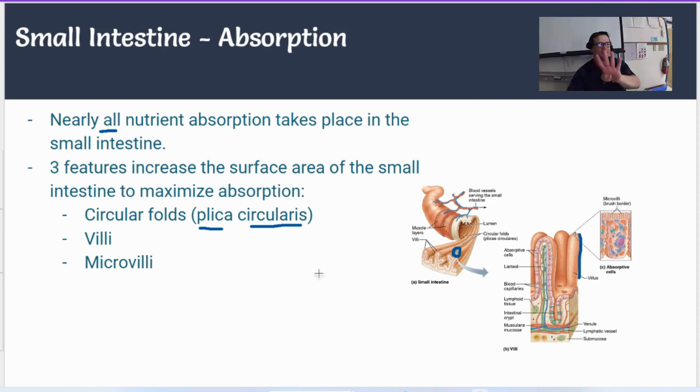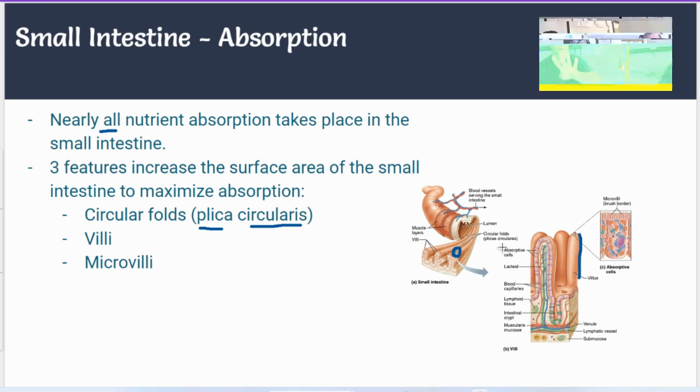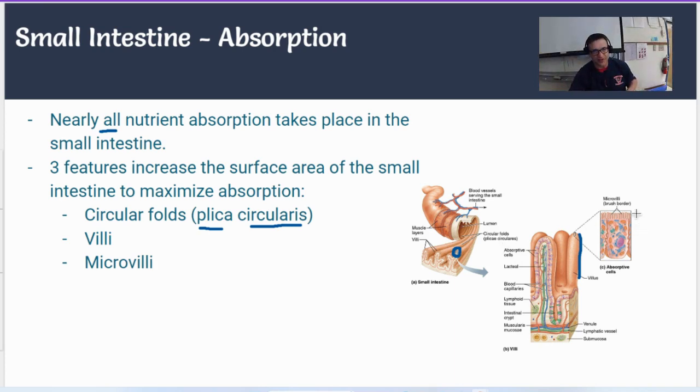And then on the villus, or villi for plural, if you zoom in even further, you can see over here on the finger-like projections, there are even tinier little finger-like projections called microvilli. So you can see that right here. So first you've got the circular folds.